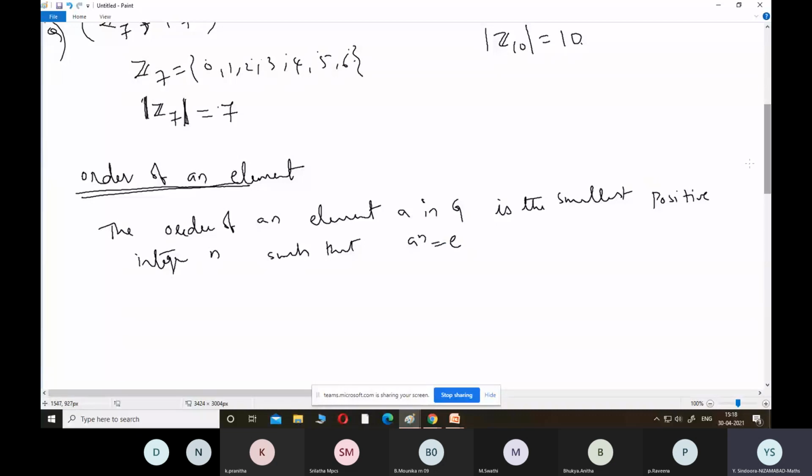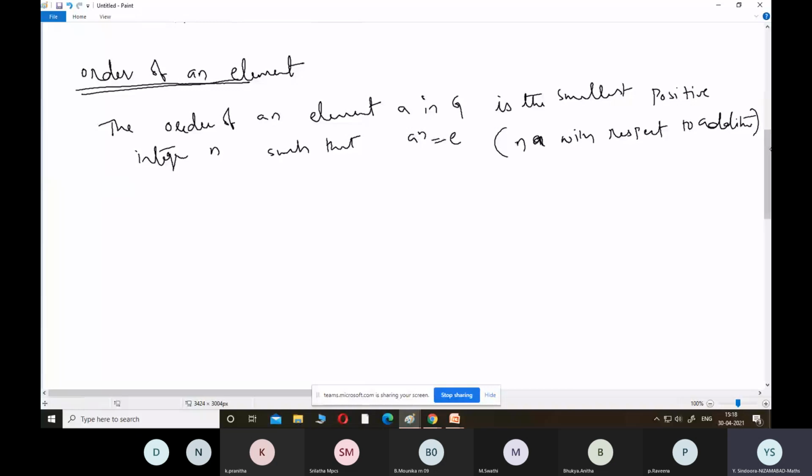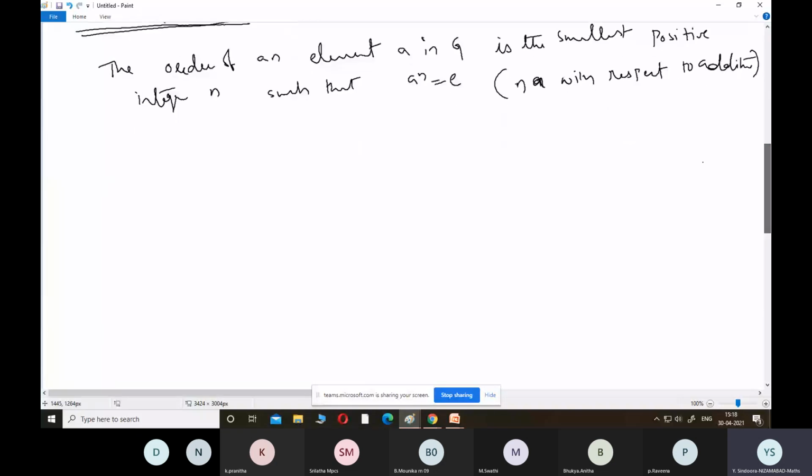If it is with respect to addition, it is na. If it is with respect to multiplication, it will be a power n. Now let us give a few examples of the order of an element.